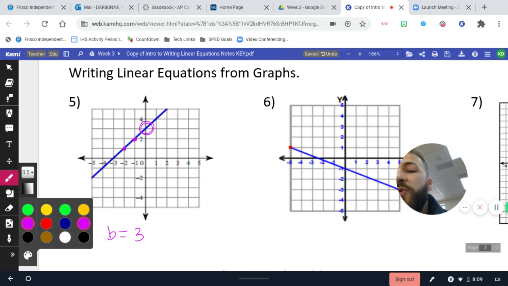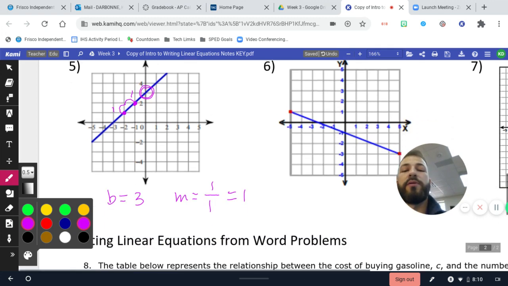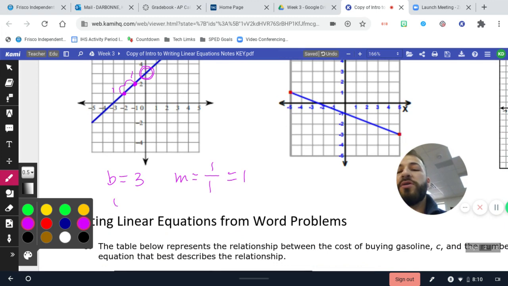Okay, and you always want to pick points where it goes through those nice grid lines so they're easy to count. And I do my rise over run. So rise of 1, run of 1. So slope would be equal to a rise of +1 over a run of +1, which is just 1. So for my equation, y is equal to 1x plus 3, or just y is equal to x plus 3. Either one is fine.